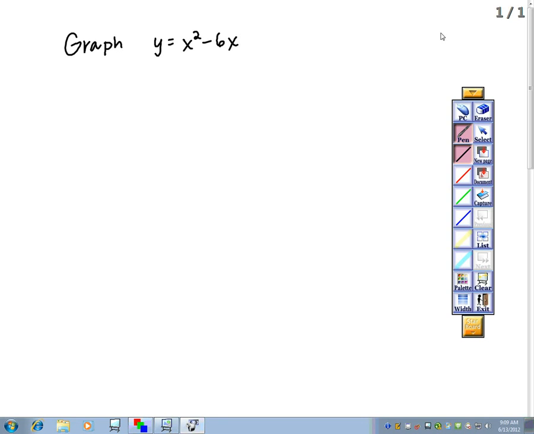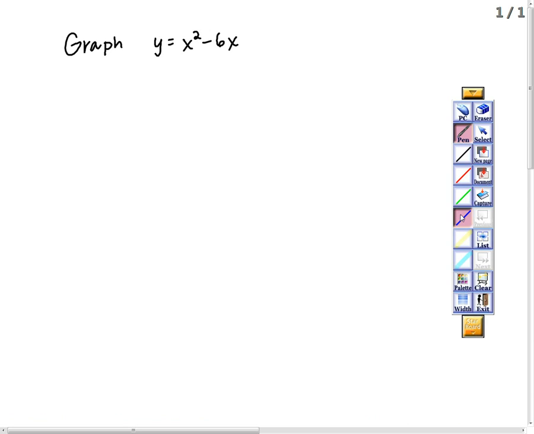We're going to graph y equals x squared minus 6x. If you look closely, you see the leading power of x is a 2. So that means this is a parabola, and we know it either opens up or opens down. In our case, it opens up because the coefficient of x squared is positive. So this is going to be a parabola opening up.